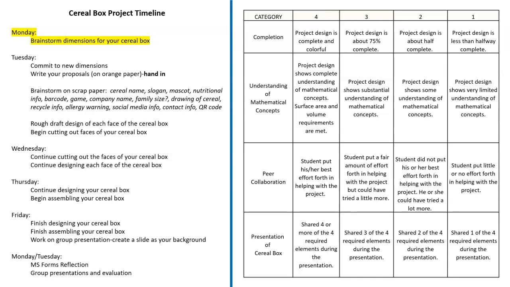So as you see here, here's an overview of the project. Today we are brainstorming dimensions for your cereal box, and you're coming to a consensus as a group as to what you want the new dimensions to be, and you'll write the paper on your orange paper if you have time. If not, we can do that on Tuesday. Here is a rubric on the right that you can look at that tells you what we're looking for in your project and how you can earn the best score possible with your group.